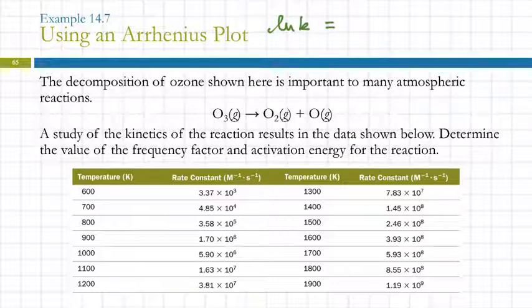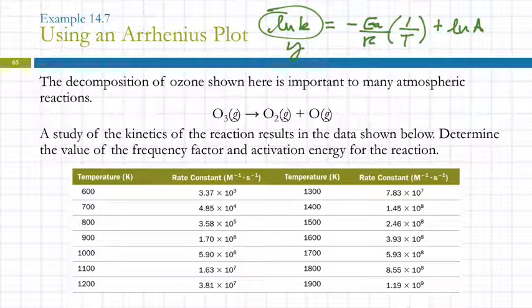So the natural log of k is minus EA over R times 1 over T plus natural log of A. So this is what's on the y-axis. This is what's on the x-axis. This is our intercept, and that's our slope, m. So to graph this data, we have to do some math on it first.